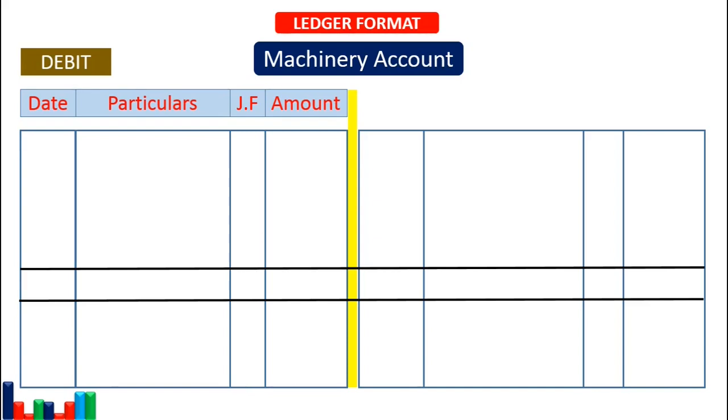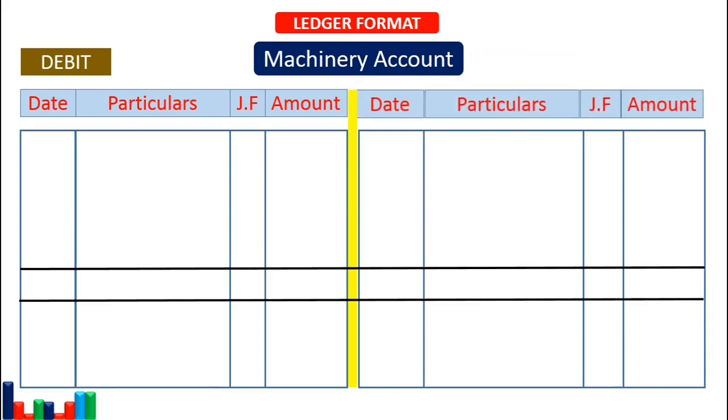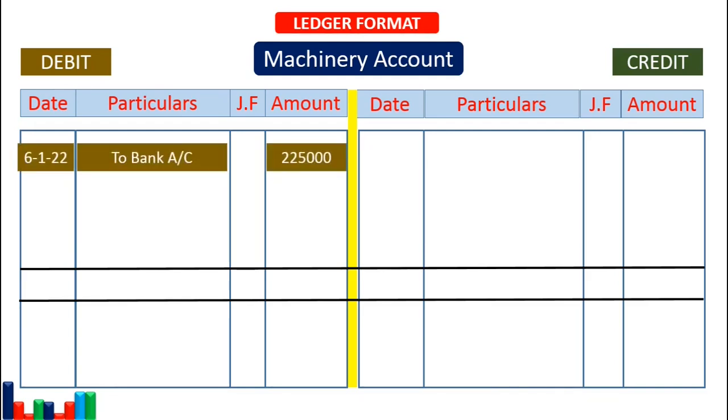The account is named as machinery account for representation purpose only. Just like the left side, the right side also has the same four columns. The right side is used for writing credit transactions for a specific account. Just for representation purpose, an entry on the debit side is shown here as to bank account with the amount 2,25,000. This means the machinery account has been debited with rupees 2,25,000 because of a certain transaction.